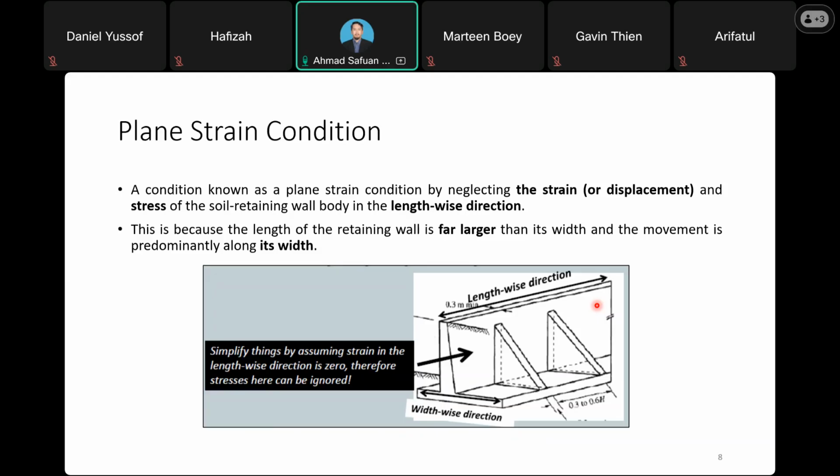For example, if we deal with scattered arrangements of piles, it is very difficult to put it in two dimensions. So it's better to use three dimensions, so then we can arrange the piles according to the condition of the site. But for a very basic analysis, the use of the plane strain condition is good enough.